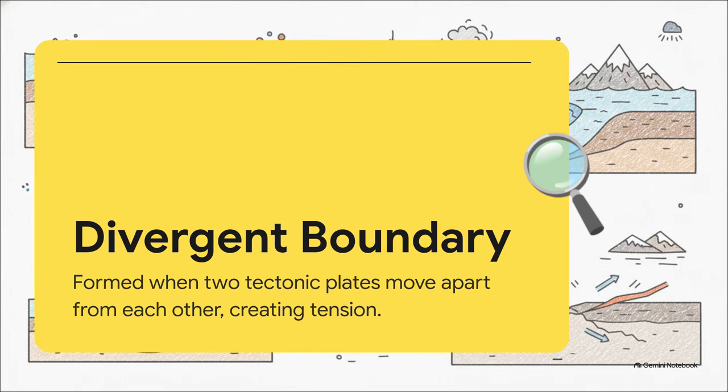This constant pulling apart creates intense tension and literally rips open a gap in the Earth's crust. And nature hates a vacuum, right? So magma from the mantle rushes up to fill this newly created gap, cooling down and solidifying right there at the surface. Because it's continuously creating new rock, this is often called a constructive boundary.